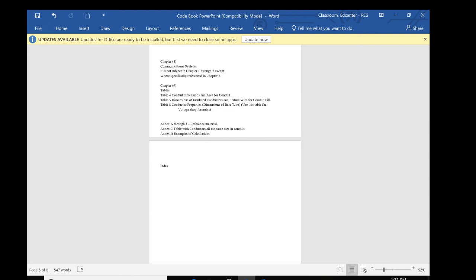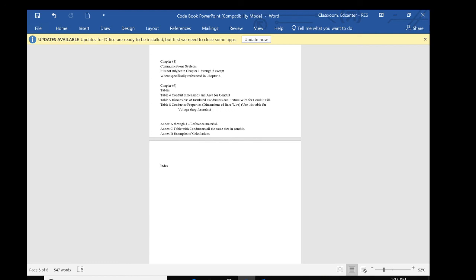Annex A through J is reference material. Annex C is that table with conductors all the same size in a conduit. If they're all the same size, they've sized these conduits for you. So if you have all of one size of conductor, say like number 12, number 10, number 4, 4/0, 500, you can look in that. If you have 4 500s, you can look in there and see what size conduit you need. It has different tables for PVC and EMT and rigid, different types. Annex D is example of calculations.